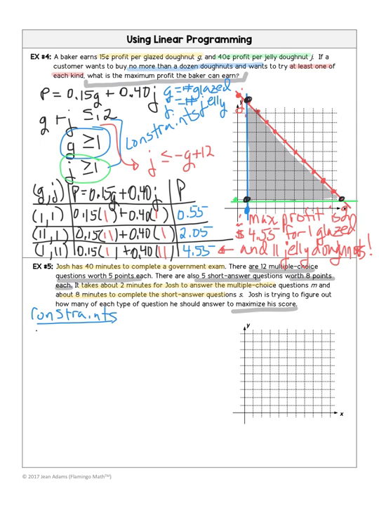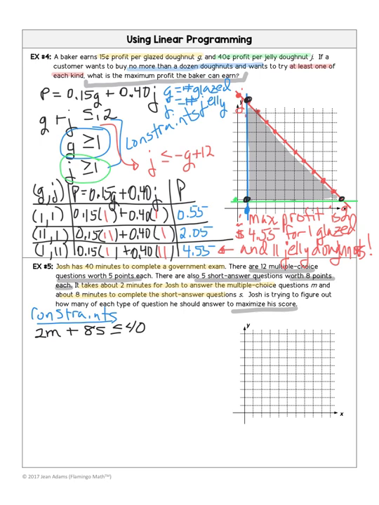So that means that he's going to spend 2 minutes on each multiple choice, and then we're going to add to that the 8 minutes that he's going to spend on each of his short answers. That has to be less than or equal to 40 minutes. So there's his first constraint, which is time.